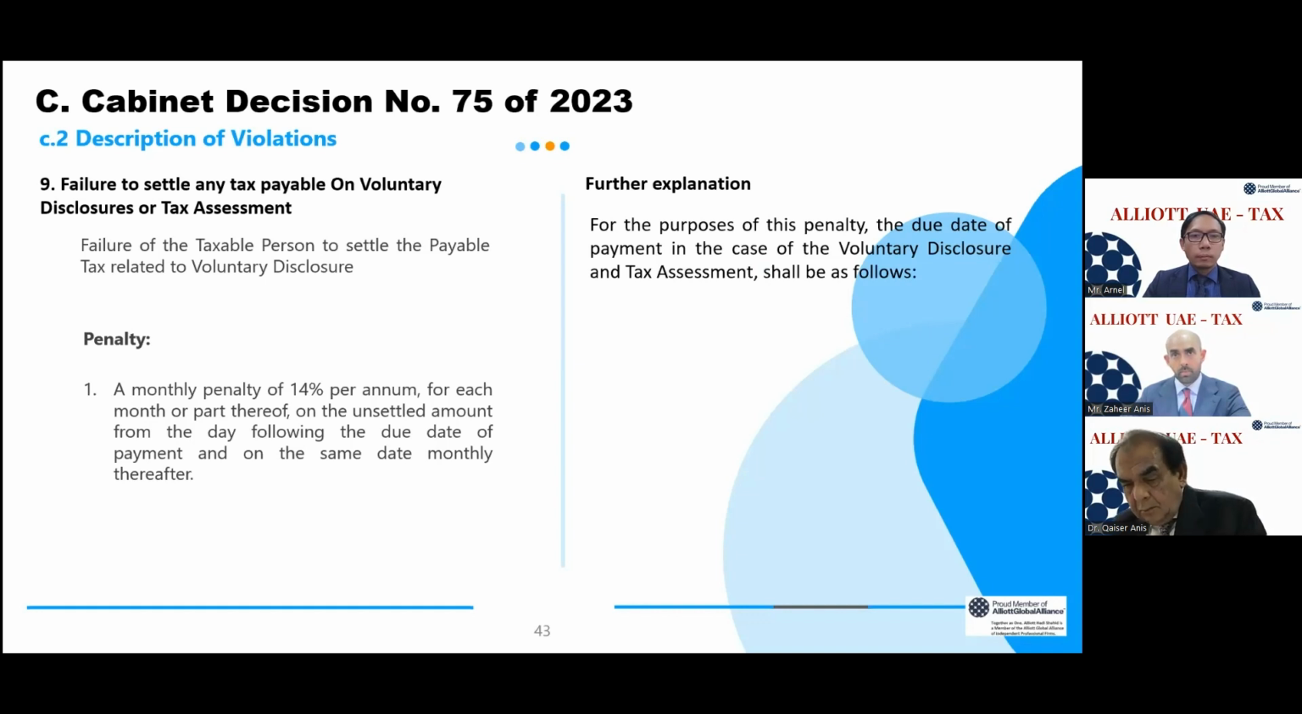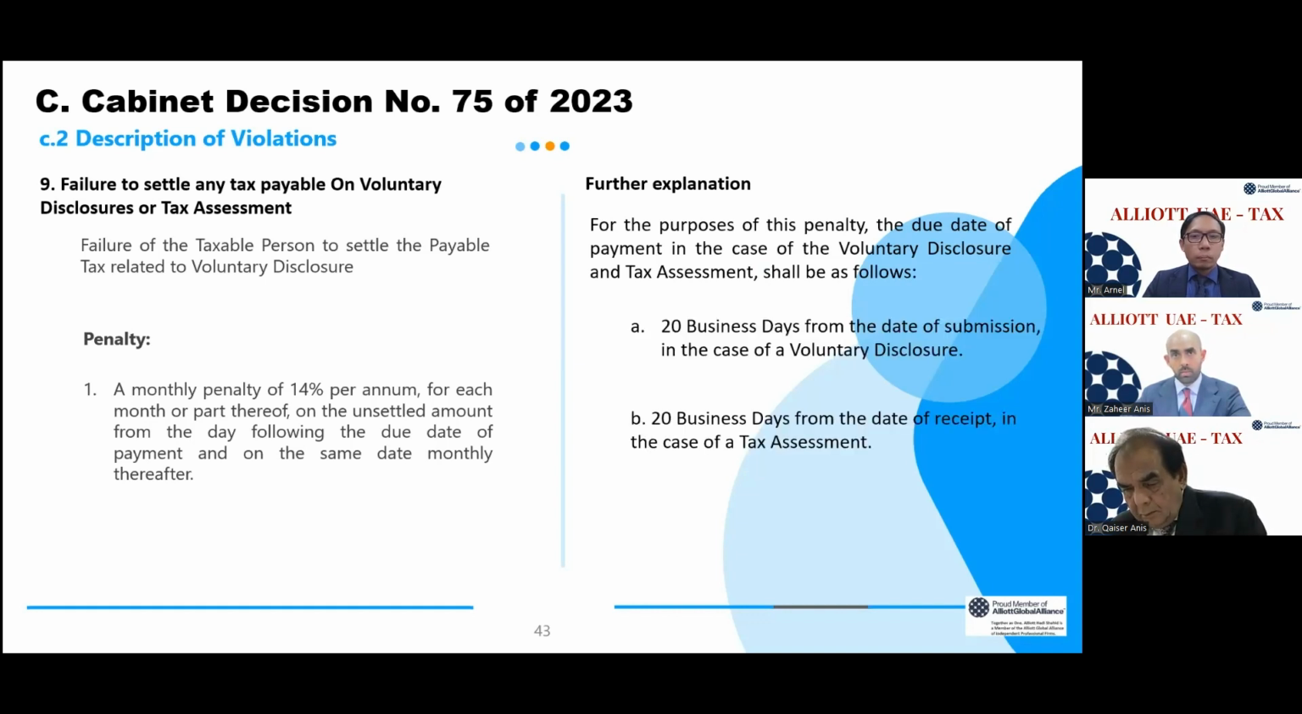So the due date for the purpose of this penalty, after submitting a voluntary disclosure, is 20 business days from the date of submission of the voluntary disclosure, or 20 business days from the date of receipt in the case of a tax assessment. So that's what people should be aware of: in the scenario that you submitted a disclosure or you made a tax assessment, then within 20 business days, you must settle the tax payable amount.